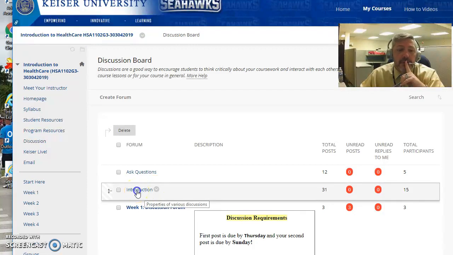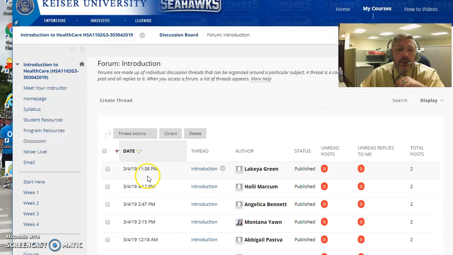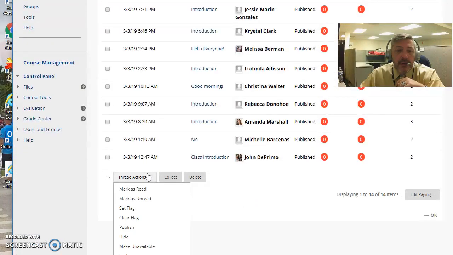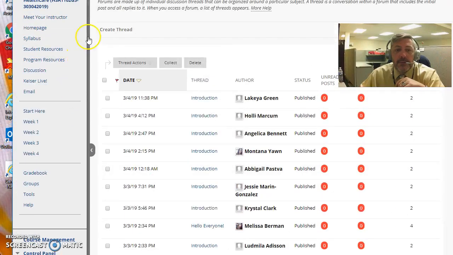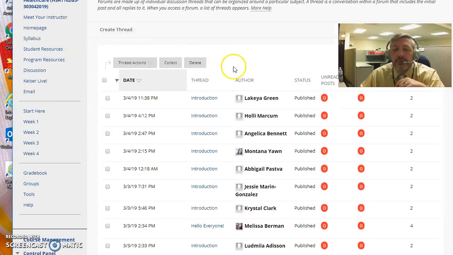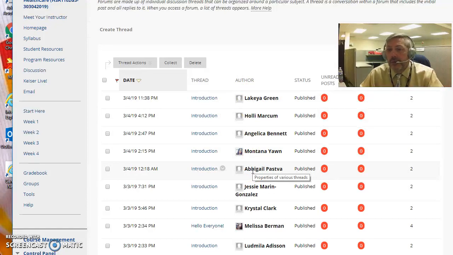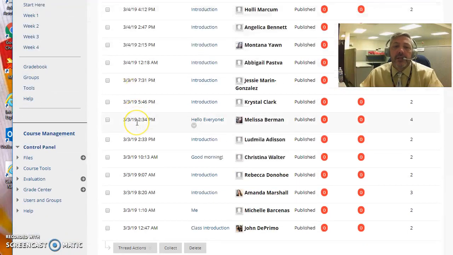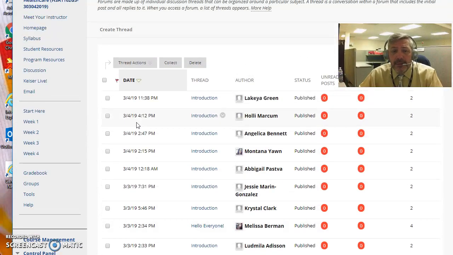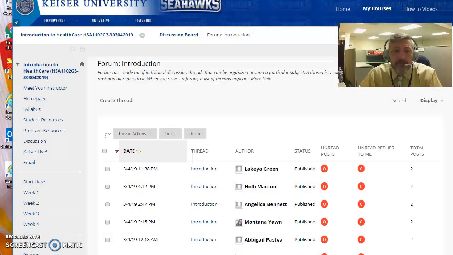And then here's the introduction. So here's where you go and you can create the thread to start the introduction. And then as you go through, read some of your fellow students' introductions and reply to them as well, if you find something that you want to reply to. This is to get you guys interacting with each other, because you will be interacting with each other on the discussions. And it lets me know a little bit about everybody and where you're coming from.